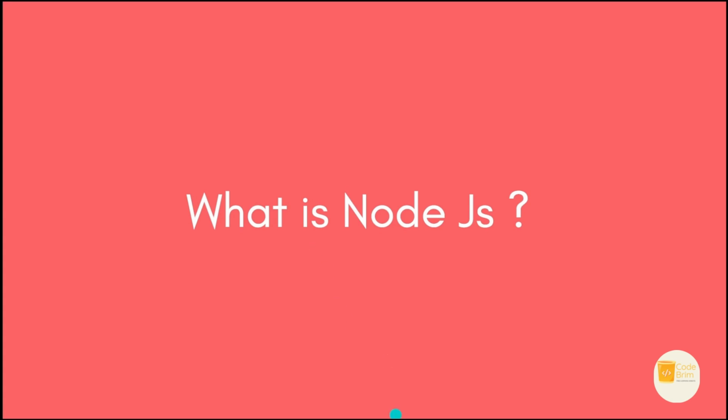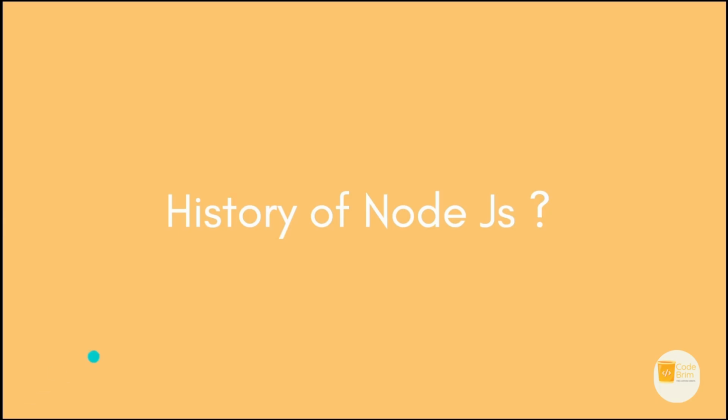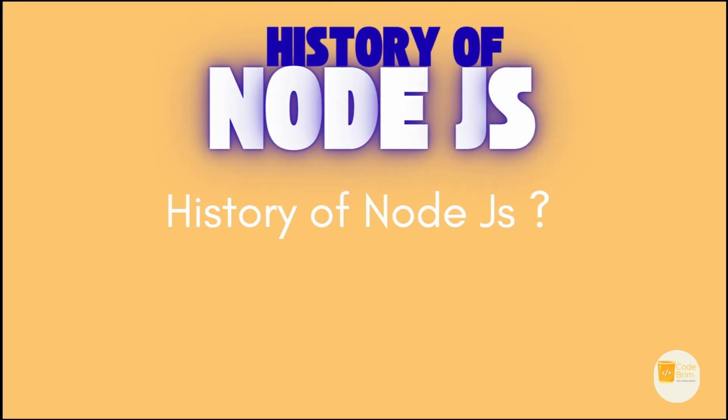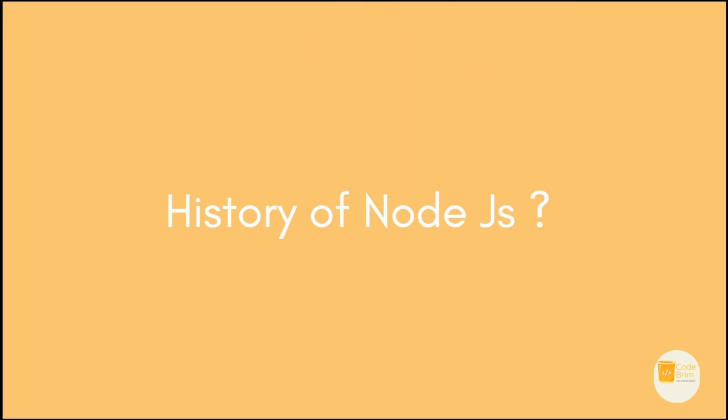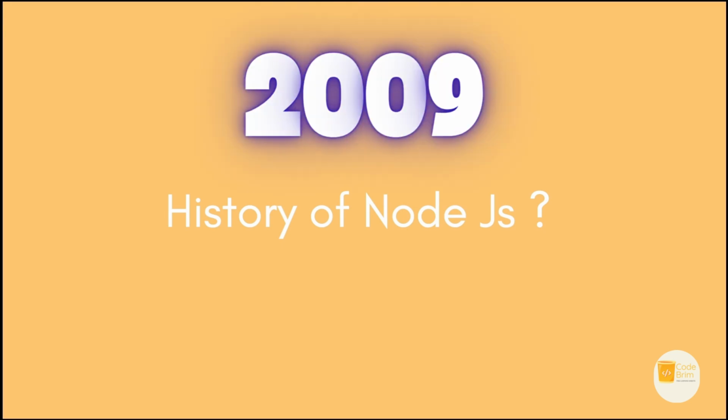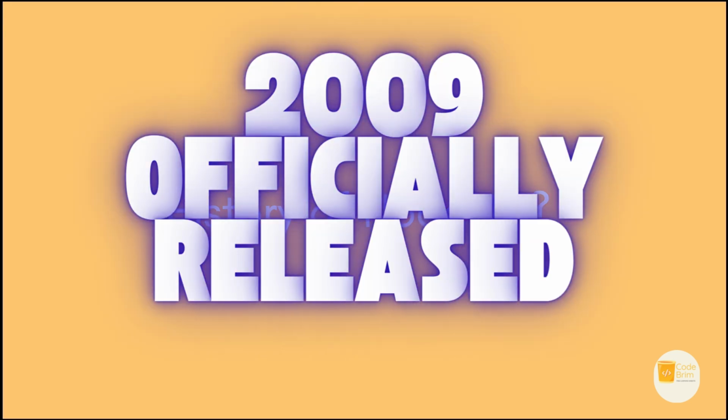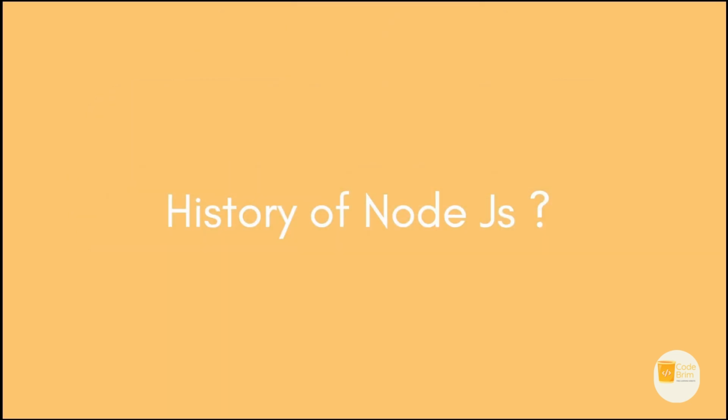Now first of all, let's see what is the history. Node.js has a very interesting history, as it was created by Ryan Dahl. Here's a brief overview of the historic development. In 2009, Node.js was officially released, but its development began a year earlier. It was created by Ryan Dahl, who wanted a more efficient way to build scalable network applications.